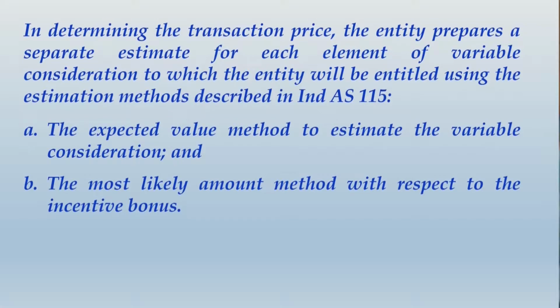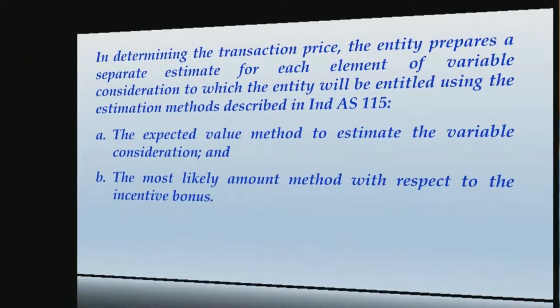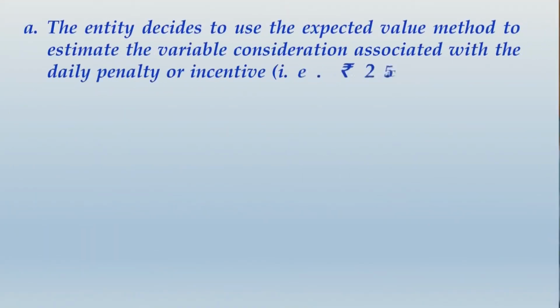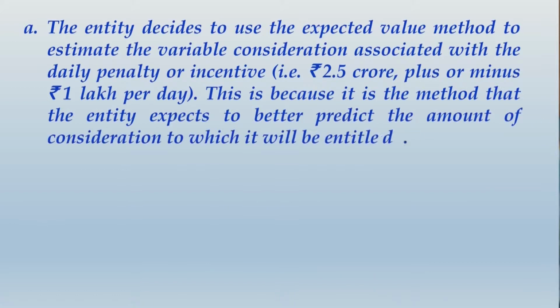Alright friends, you would have now finished writing this whole thing. Let us move ahead and write up the later part of the answer. In this later part, you will write in detail that the entity decides to use the expected value method to estimate the variable consideration associated with daily penalty or incentive, that is rupees 2.5 crore plus or minus rupees 1 lakh per day. This is because it is the method that the entity expects to better predict the amount of consideration to which it will be entitled.